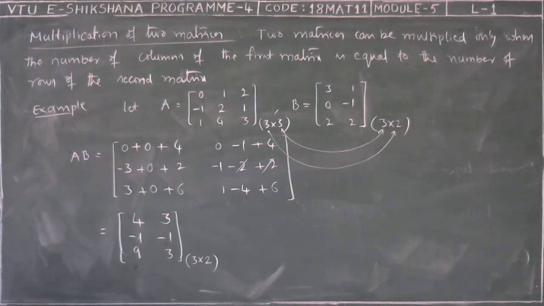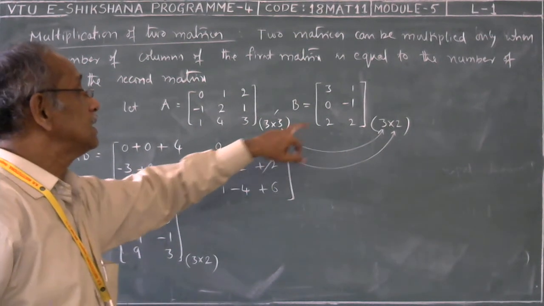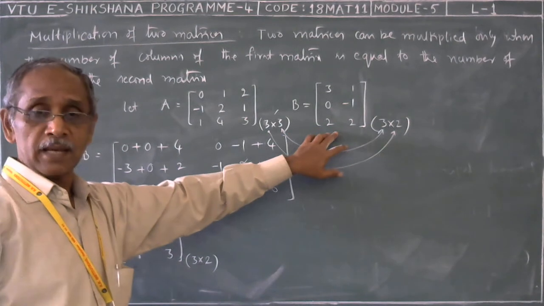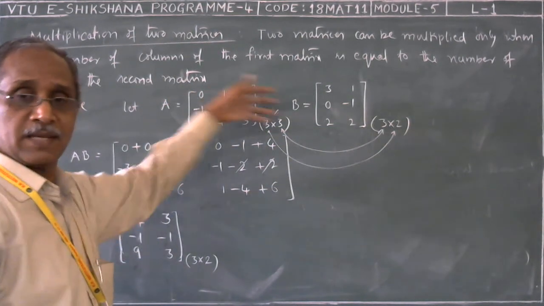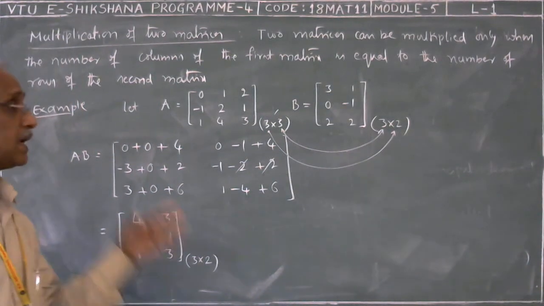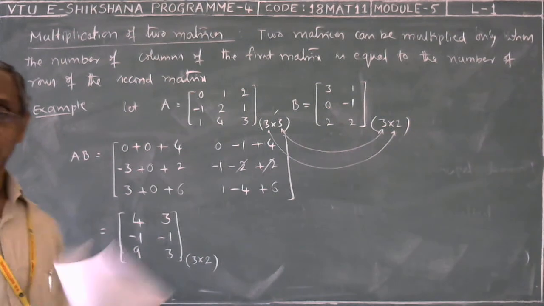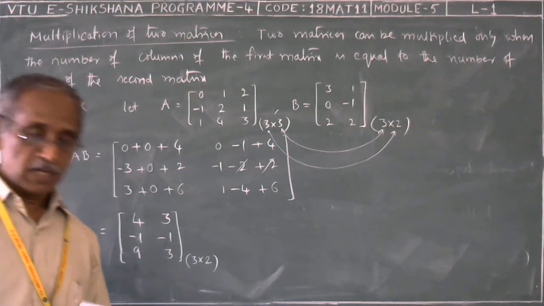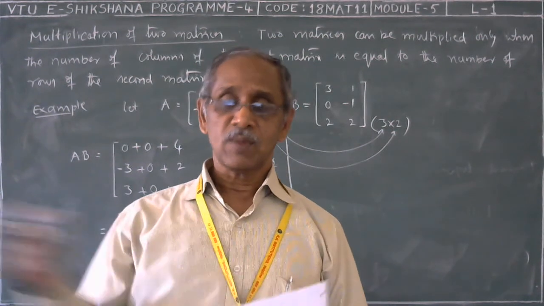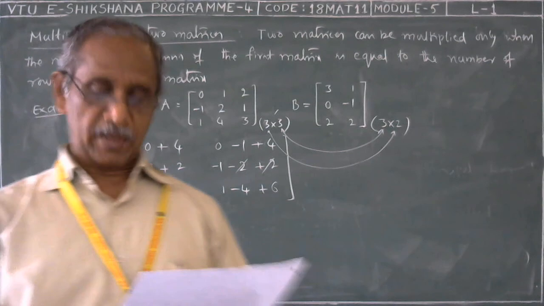So now we can look at these two matrices, whether B into A is possible. B into A is not possible because the number of columns of B is 2 and the number of rows of A is 3, so it is not compatible for multiplication. So AB is possible, BA is not possible. It is possible only when the number of columns of the first matrix is equal to the number of rows of the second matrix. Okay.